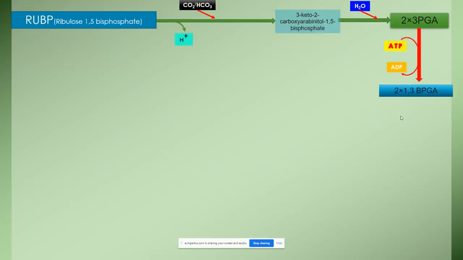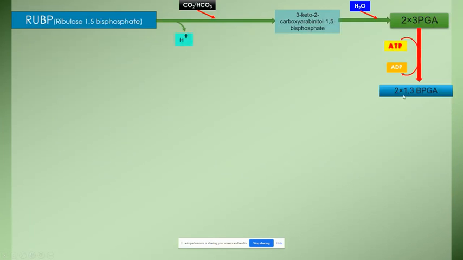What is that? 3-phosphoglyceric acid produces 1,3-bisphosphoglyceric acid by addition of the ATP. Who can say what will be the name of the enzyme? If ATP is utilized, the name of the enzyme is kinase. Very good. So what will happen? Another phosphate molecule will add here. ATP will split down and ADP will produce, and the phosphate will add to that 3-phosphoglyceric acid.